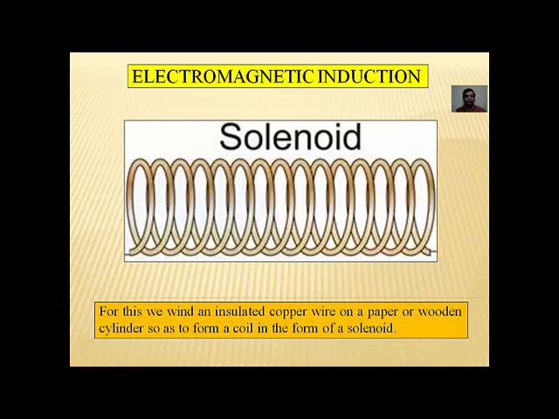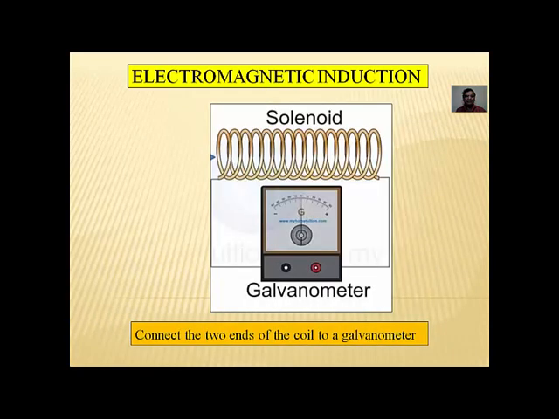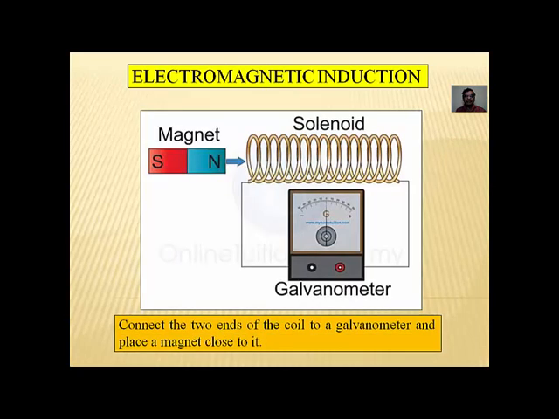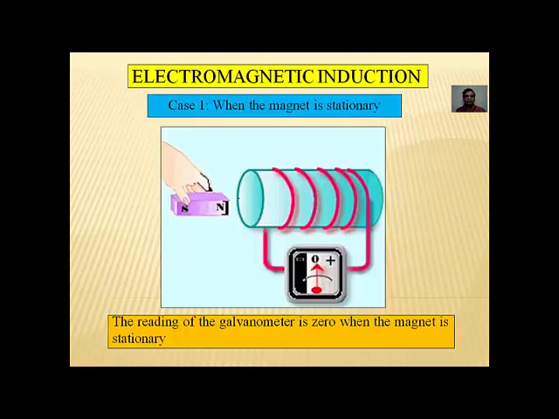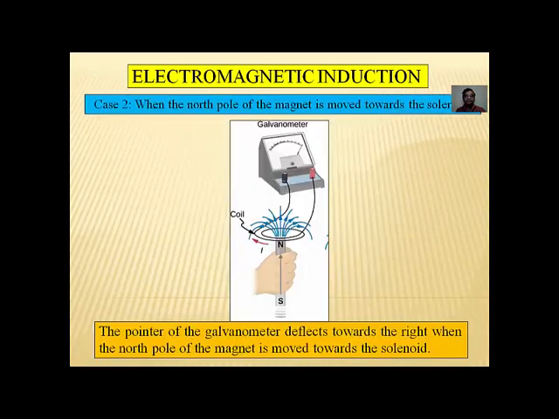For this, we wind an insulated copper wire on a paper or wooden cylinder so as to form a coil in the form of a solenoid. We connect the two ends of the coil to a galvanometer and place a magnet close to it. The reading of the galvanometer is 0 when the magnet is stationary, as can be seen from the figure.